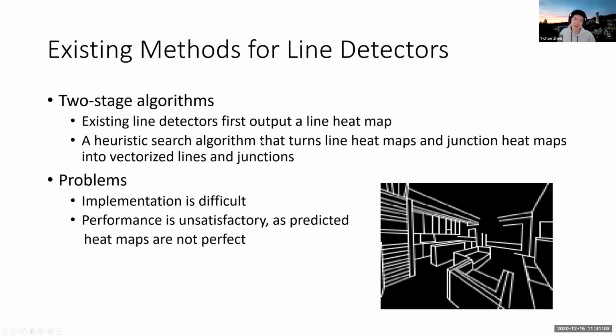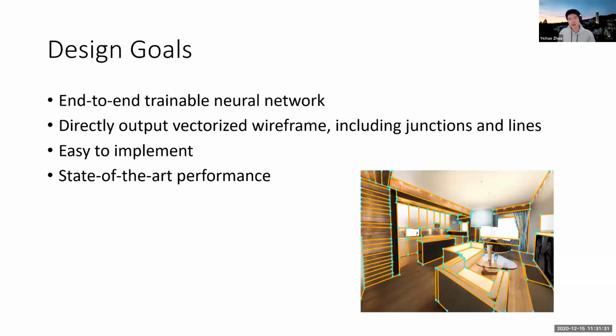The problem is, especially in the second stage, you want to search the heat map and turn it into vectorized junctions and lines. This implementation is relatively difficult. I know this because I did implement it. There are a lot of hyperparameters you need to tune, so the performance is often not so good, and the heat map from the neural network is not always perfect. So the goal is, hopefully, that we don't need a two-stage algorithm. We don't want any heuristic algorithm here, just an end-to-end trainable neural network to detect lines.